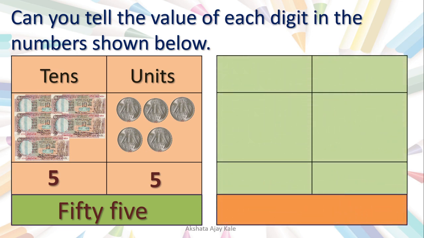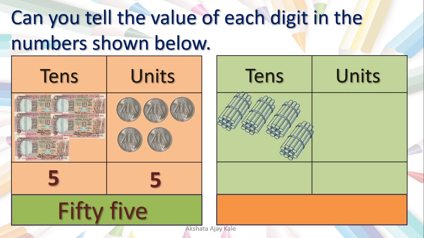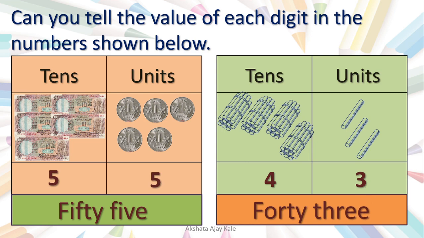Here also we will write in words, units, tens. Here we can see the bundle of sticks in the tens place and single sticks in the units place. How many bundles are there? And how many single sticks are there? Yes, 3 single sticks are there and 4 bundles are there. Now, how to write in words? Yes, 40 and 3 makes 43. Right?